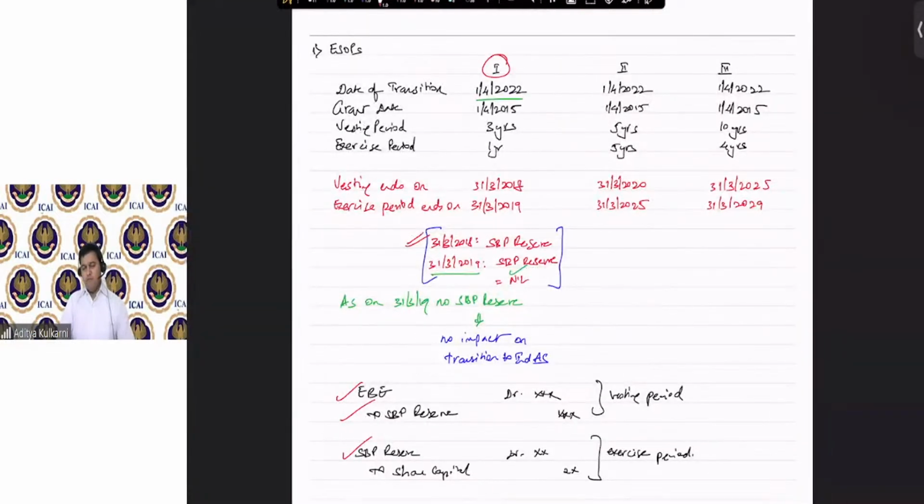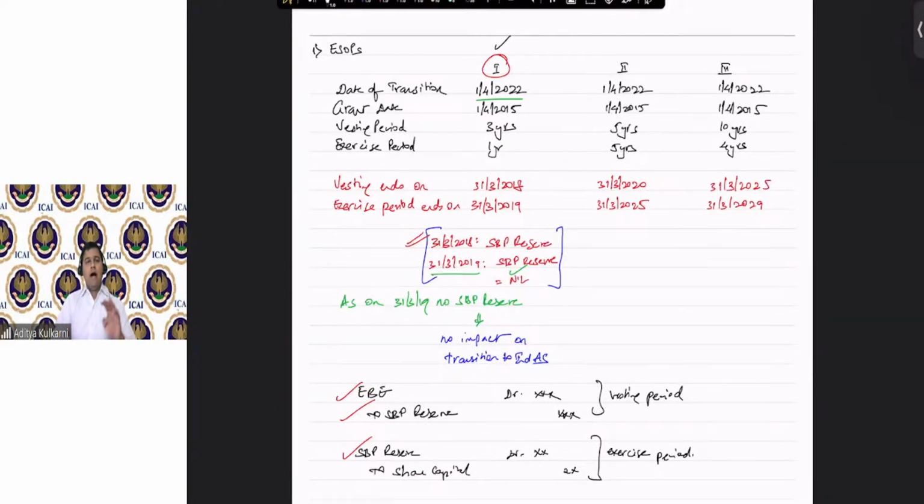We saw a couple of problems and then we moved on to the first set of transition guidelines, that is stock options. In stock options, we broadly categorized it into three heads. The first one is as on the date of transition, the vesting also is done, the exercise also is over. So basically, the option tenure has expired.